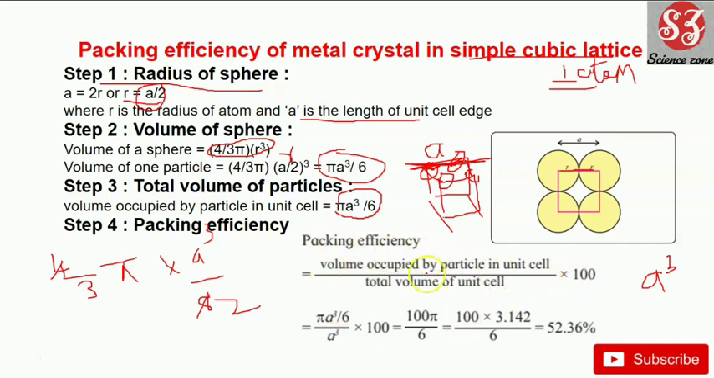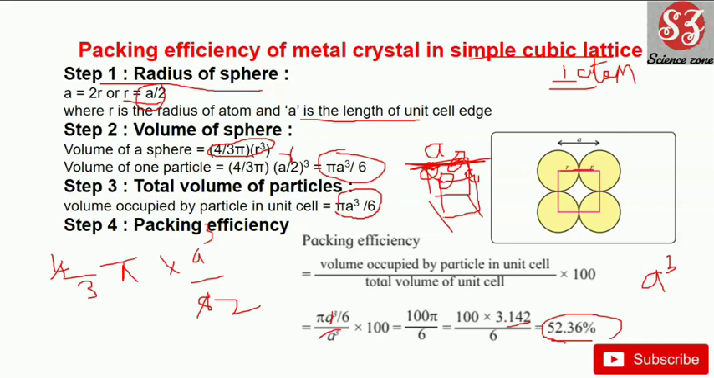So the volume occupied by particles in the unit cell is pi a cube by 6, divided by the total volume, that is a cube, into 100. Here a cube gets cancelled. So it will become pi into 100 upon 6, correct? The value of pi is 3.142. If you solve this, you will get 52.36%.